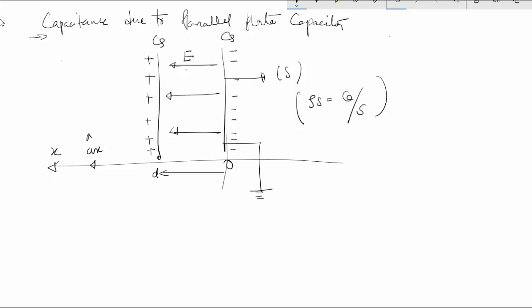You can say that the electric field intensity is in the direction of the field, which is a negative x direction or a positive x direction. The electric field intensity is minus rho s into ax. This is the electric field density equation.